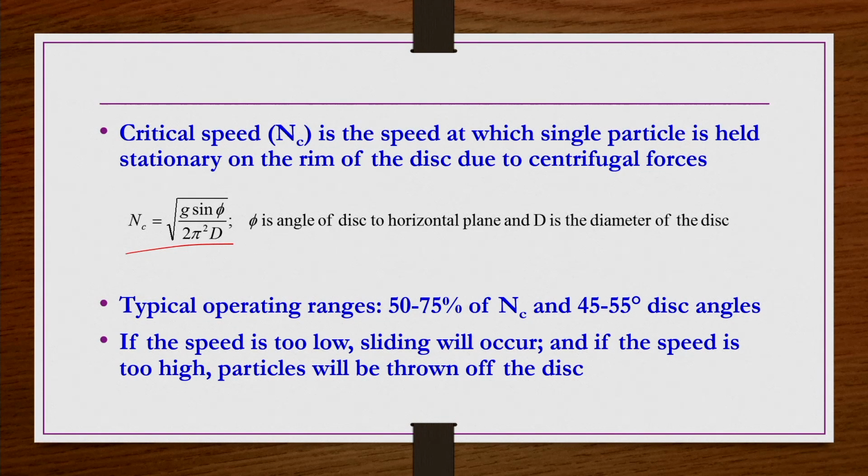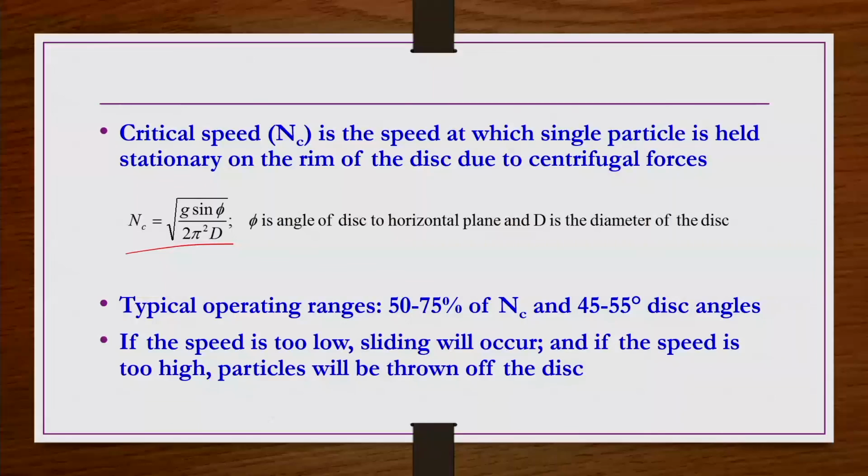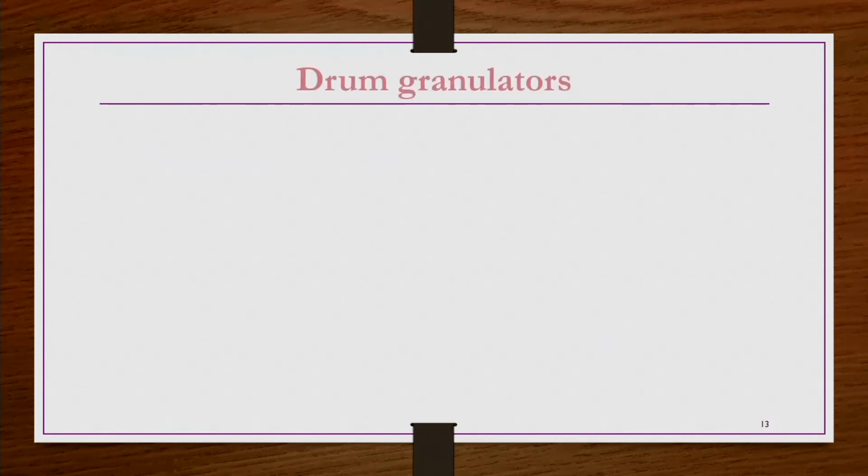Otherwise, if that is too small compared to the critical speed, what will happen? The particles may slide over. Okay, sliding of the particles may take place. If the speed is larger than this critical speed, then centrifugal forces may be strongly dominating, and then particles may be thrown out of the disc. So, both of them are not required, they are not good for the efficient operation of such processes.